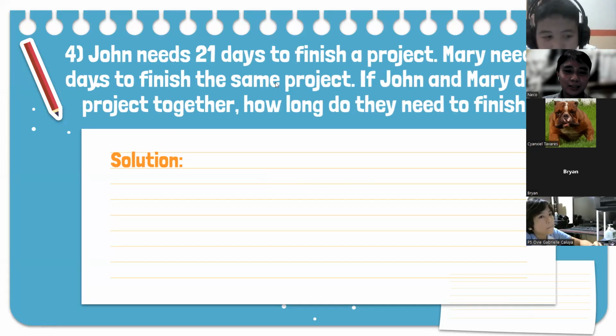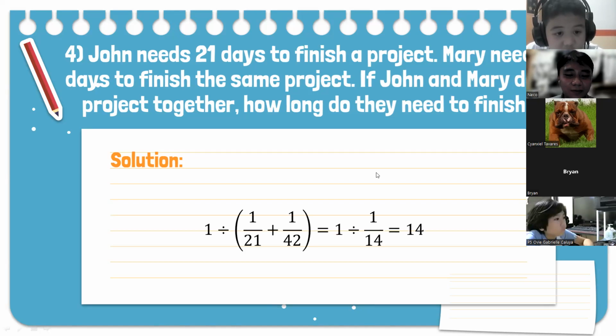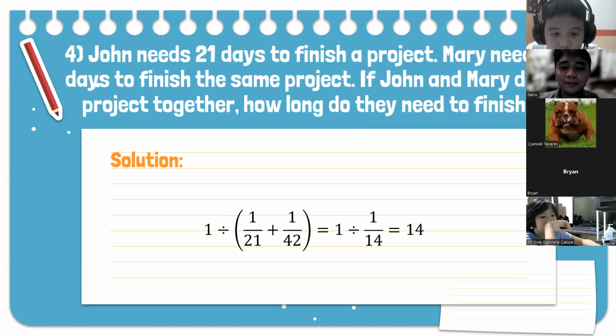Zach, you have a question? No, sir, I wanted to explain my solution po. Yes po, everything in English. Yeah, you can go. It says John needs 21 days to finish a project while Mary needs 42. So per day, John finishes 1 over 21 of the project and Mary finishes 1 over 42 of the project. So their per day total is 3 over 42, which is 1 over 14. So I just divided 1 by 1 over 14, which will be 14 po. Okay, good. So my answer is 14.